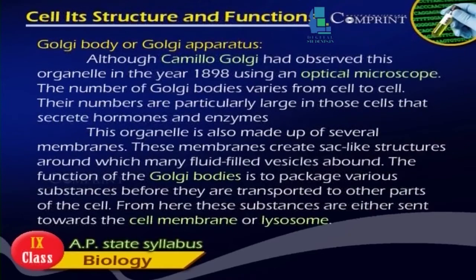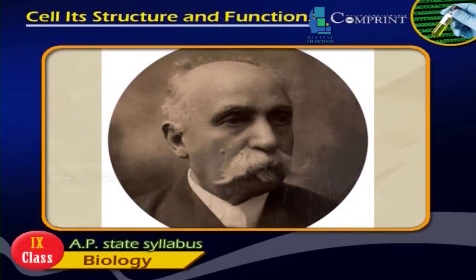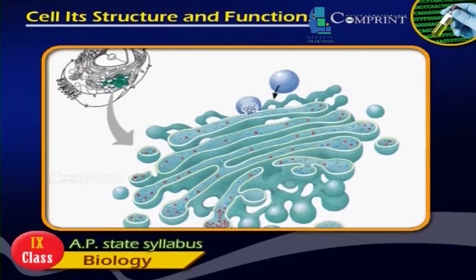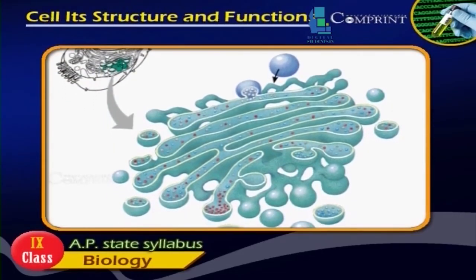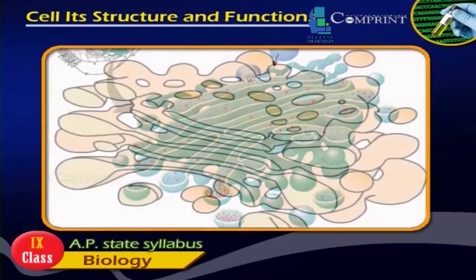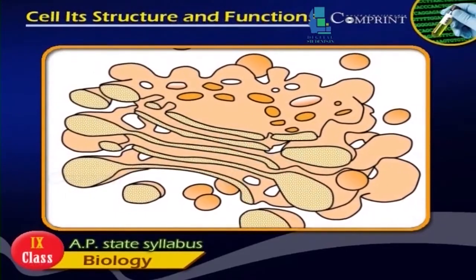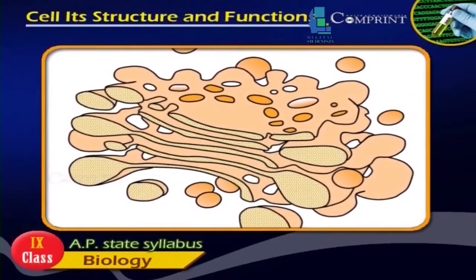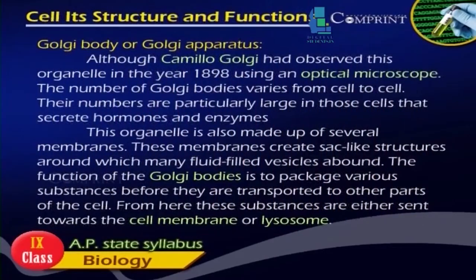Golgi body or Golgi apparatus. Camillo Golgi had observed this organelle in the year 1898 using an optical microscope. The number of Golgi bodies varies from cell to cell. Their numbers are particularly large in those cells that secrete hormones and enzymes. This organelle is also made up of several membranes. These membranes create sac-like structures around which many fluid-filled vessels abound.